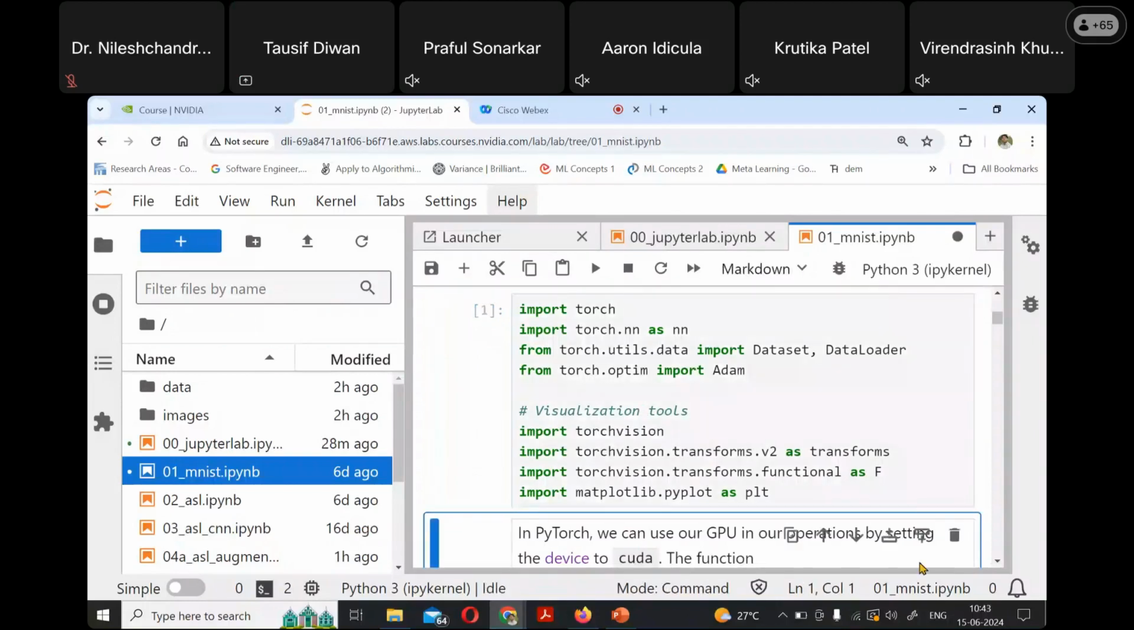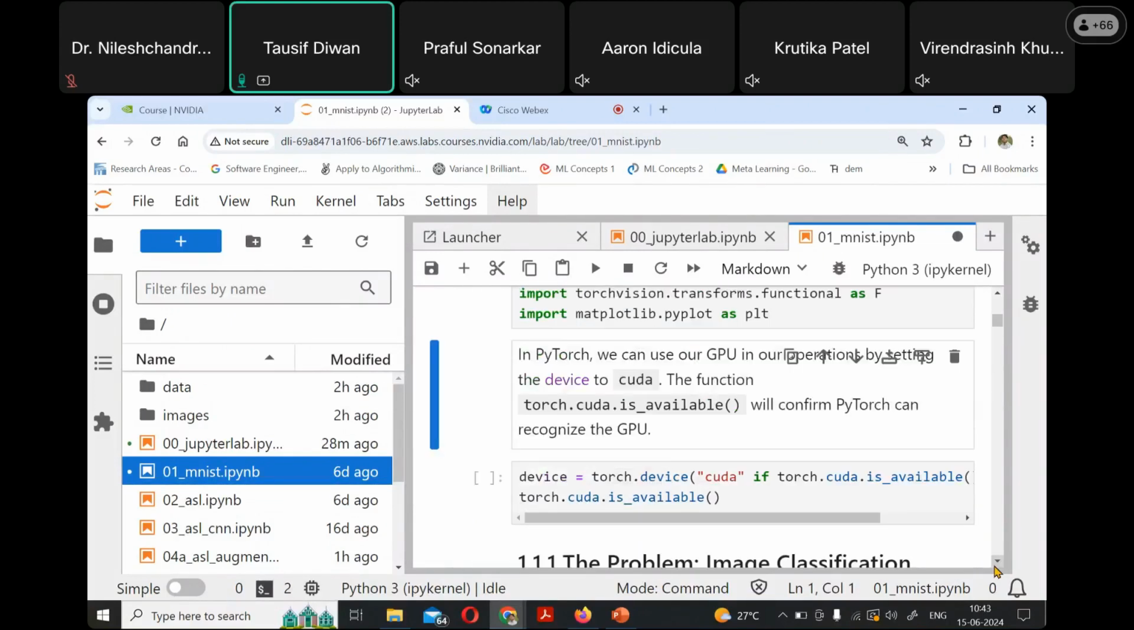So we need not implement anything. We just need to understand the notebook and we need to execute the notebook. We need not implement anything. We just need to understand what is there in the notebook, and we will just execute the notebook and analyze the outcome.